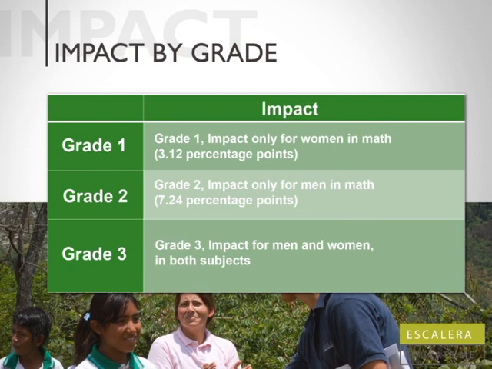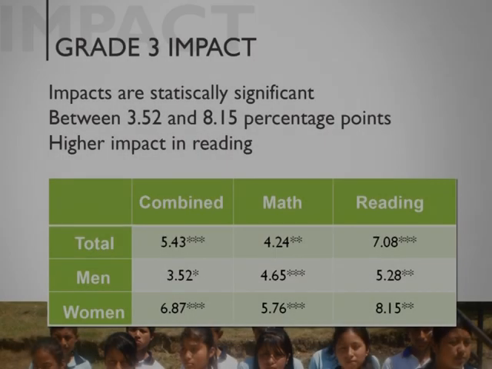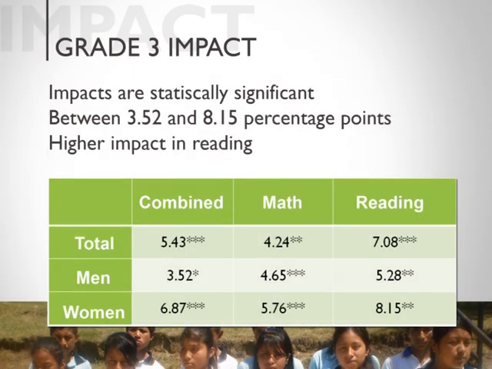Now moving to the impacts by grades, we see that grade 1 only has a statistically significant impact for women and only in maths, which is a 3.12 percentage point increase for treatment schools over control schools. For grade 2, we only observe a statistically significant impact for men and only in mathematics, once again, which is a very large 7.24 percentage points higher in treatment schools than in control schools. And lastly, for grade 3, we see that there is an impact for both males and females and both mathematics and reading.